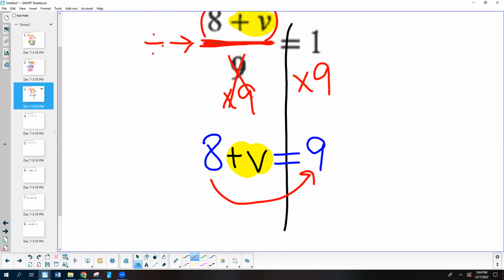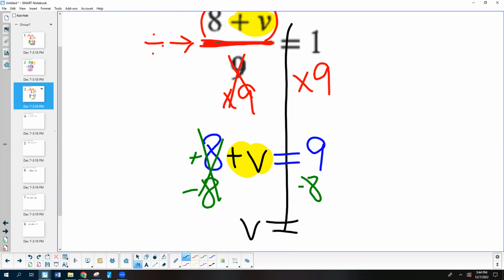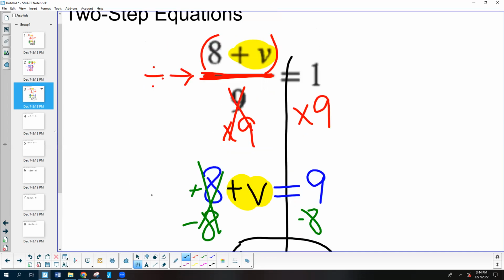Okay. Next, we've got v, and then we want to go ahead and get anything that's not our variable over to this side. Okay, well, that is a positive 8. We're going to move a positive 8 by doing the opposite of a positive 8, which is a negative 8. Okay, so we've got v equals 9 minus 8, which is going to give us 1. So our final answer is going to be v equals 1.